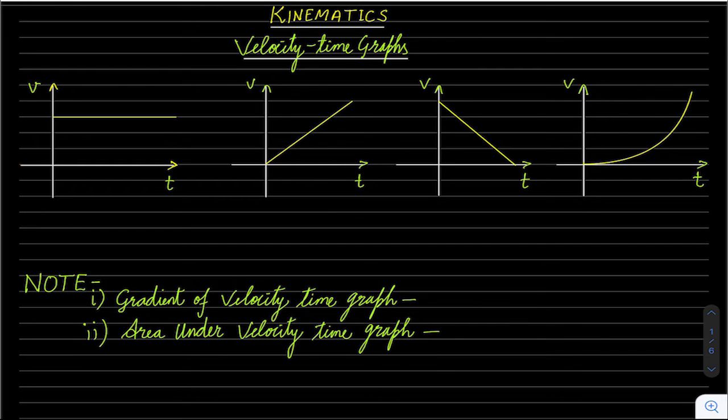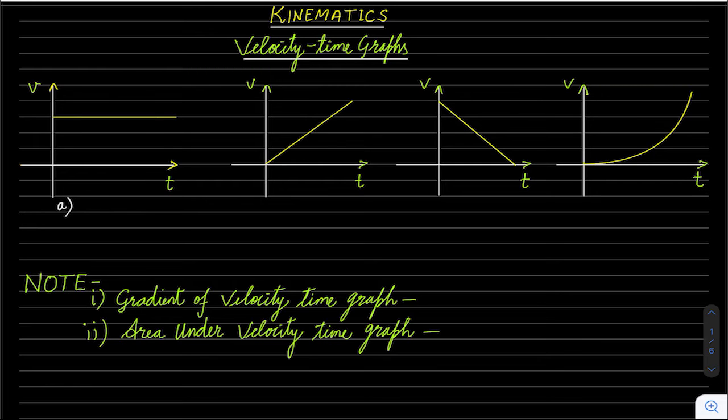So here are some examples of velocity time graphs. In the first case, you can see my velocity is constant, so the graph is a horizontal line parallel to the t-axis. And you can see in velocity time graphs, velocity will always be on the y-axis and time will always be on the x-axis. Now, obviously, you can interchange the axes, that is velocity on x and time on y, but that doesn't give you much information. So that's why mostly you will see in all the graphs velocity is on the y and time is on the x.